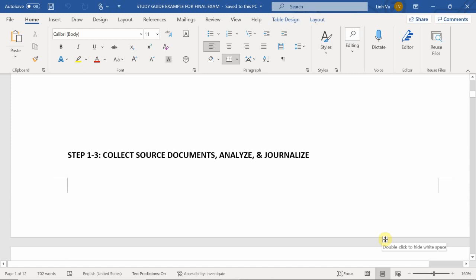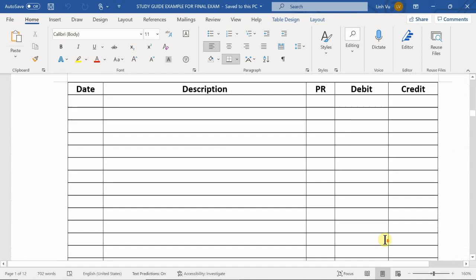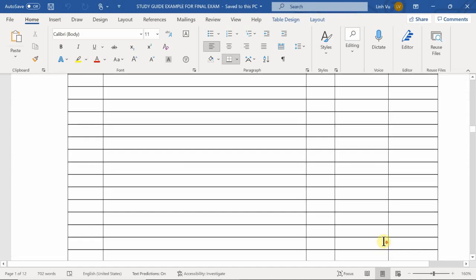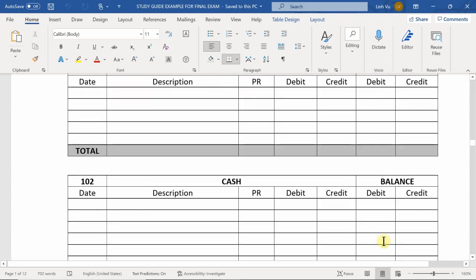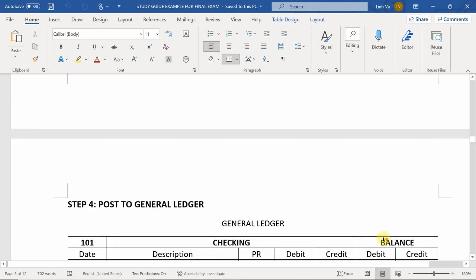The very first one is we're going to look at steps 1 through 3, which is to collect the source document, analyze it, and journalize it, okay? I provided the journals for you so you can go ahead and journalize them. I also provided you the ledger so you can keep track of your transactions, okay?